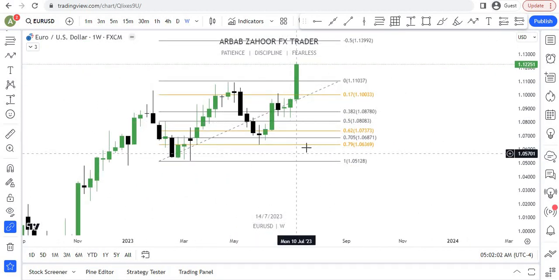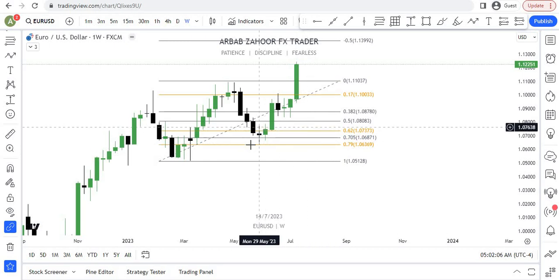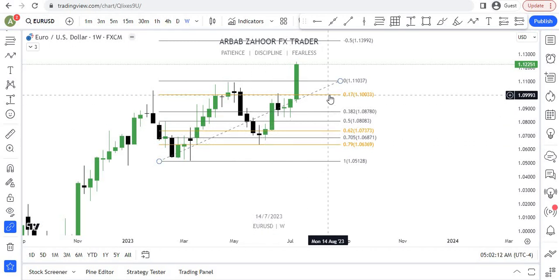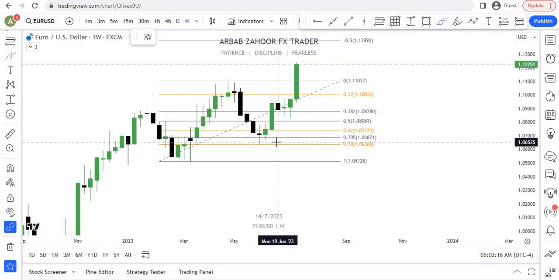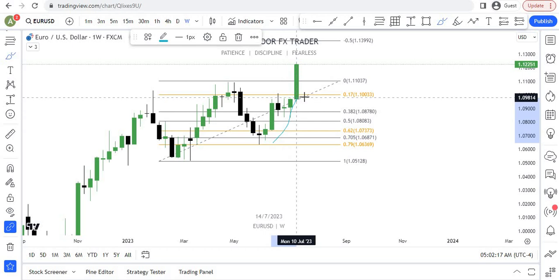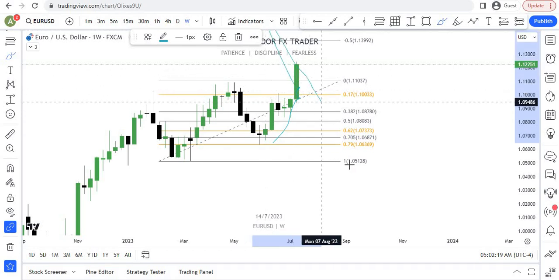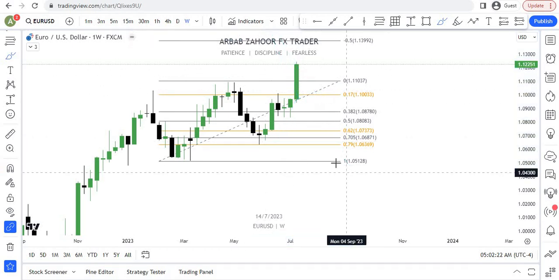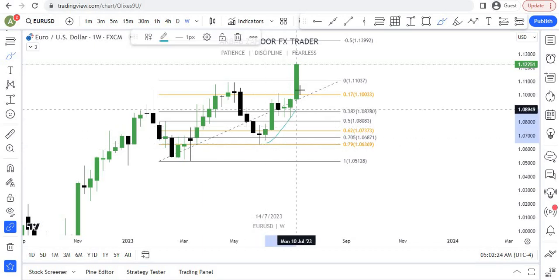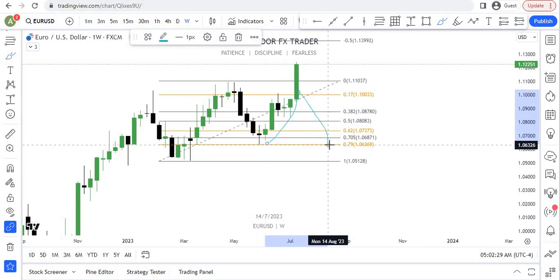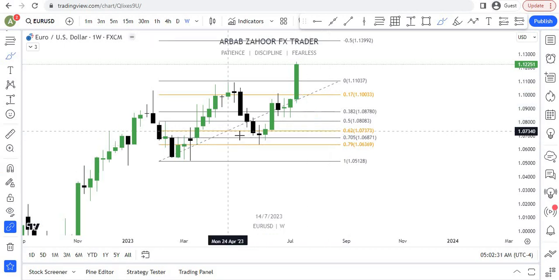We have to take entry between 0.79 and 0.62, 79 to 62%, we get the entry. And we take our first TP on 0.17, because many times what happens, price goes into this area and then goes back downside. Remember this point. You have to first take TP here and you can set your break even. So remember this point.